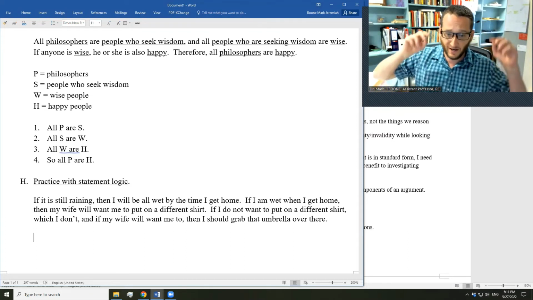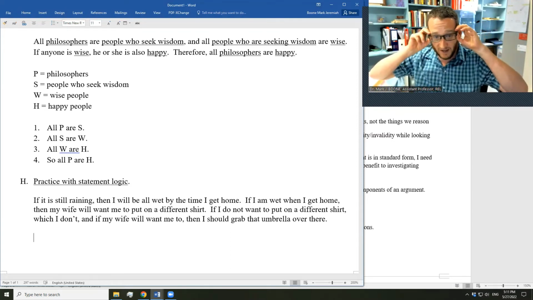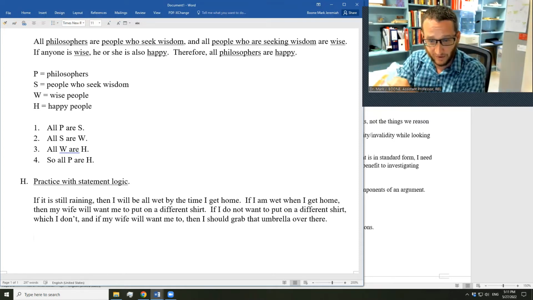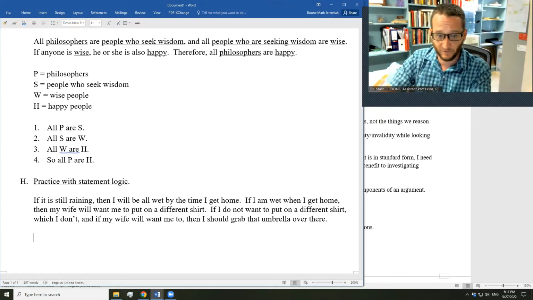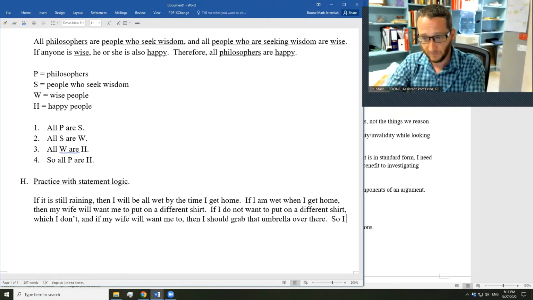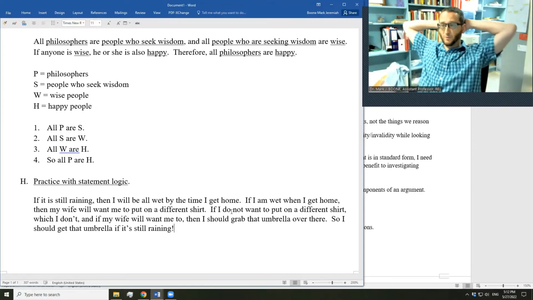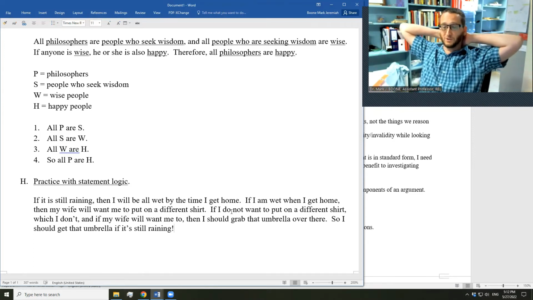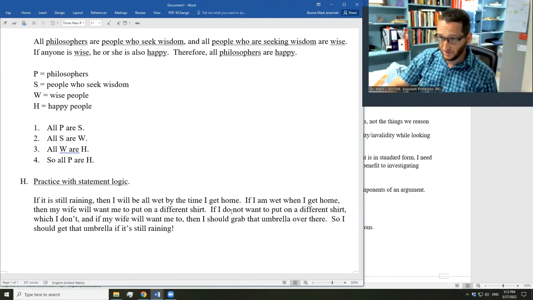If it is still raining, then I will be all wet by the time I get home. If I'm wet when I get home, then my wife will want me to put on a different shirt. If I do not want to put on a different shirt, which I don't, if my wife will want me to, then I should grab that umbrella over there. Well, we need a conclusion. There we go. If it's still raining, then I'm going to be wet when I get home, in which case my wife will want me to change shirts, which I don't want to do, in which case if it's still raining, I should grab an umbrella. That's the gist of the argument.